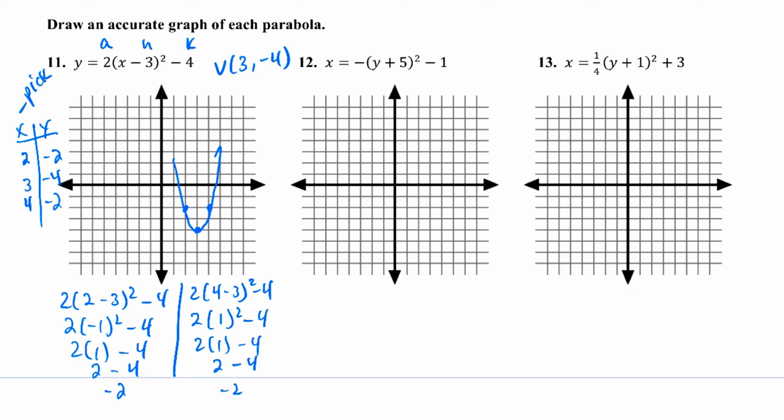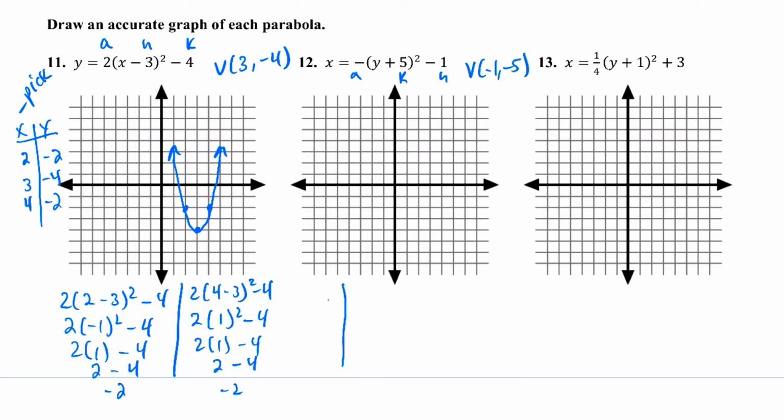So you do not need to worry about graphing the focus, the directrix, or the axis of symmetry. We are just graphing the U shape. Okay. Now the next one is horizontal, because that's x equals, and then it should be opening to the left since our A is negative. So this is my A, the K is on the inside, and then H. So our vertex is -1, -5.